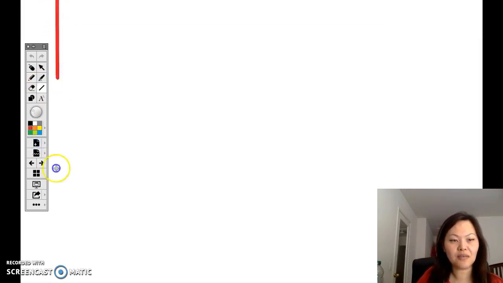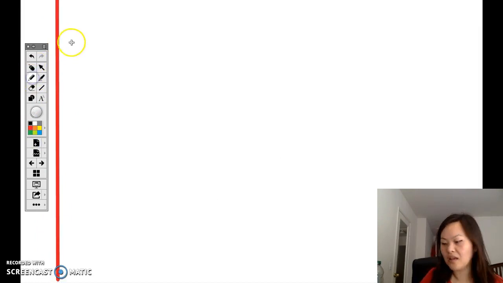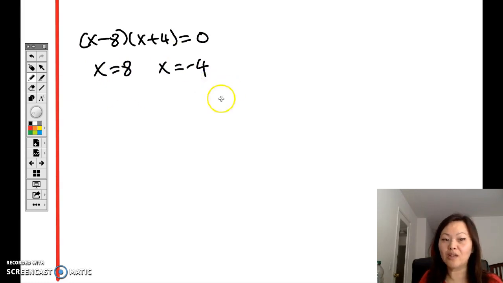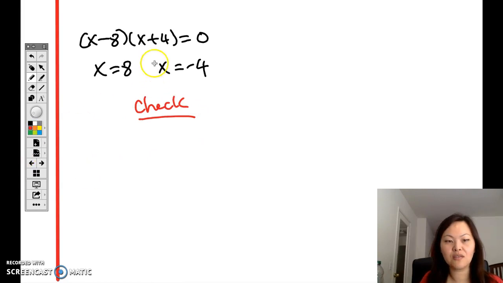So now what's going to happen is, on my previous screen, I had x minus 8 times x plus 4 equals 0. And so I know that my answer is 8 and negative 4, but I know one of them is not it, right? So what I have to do is check, okay? So let me just go ahead and write check. Always just write check and then just plug it in. So let's check 8 first, okay?